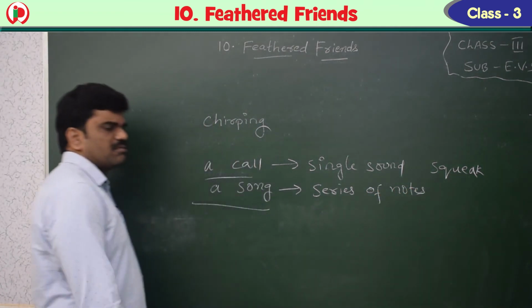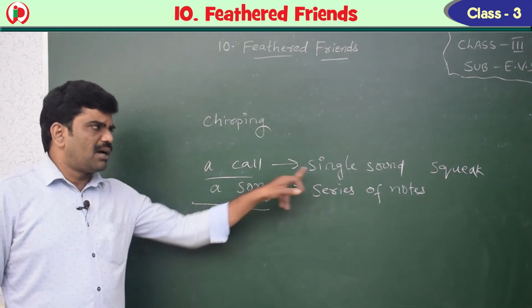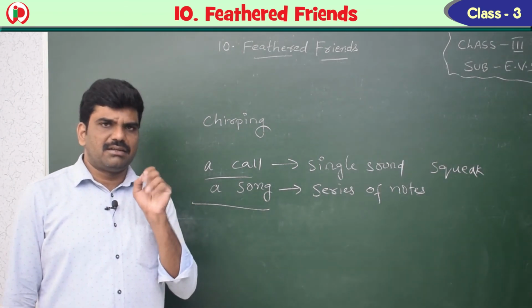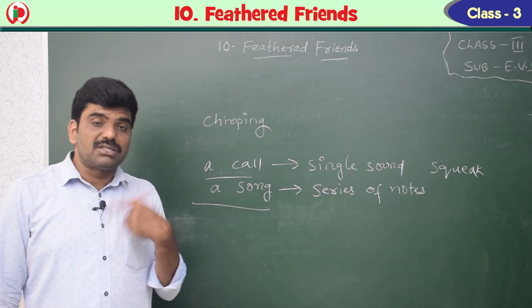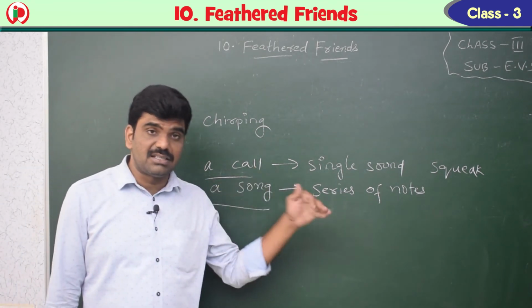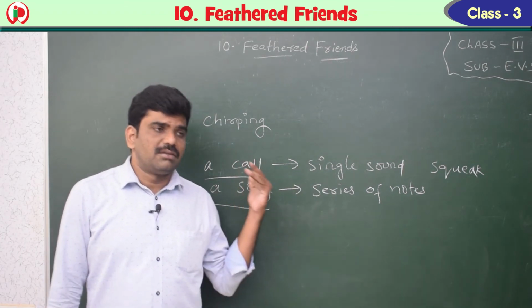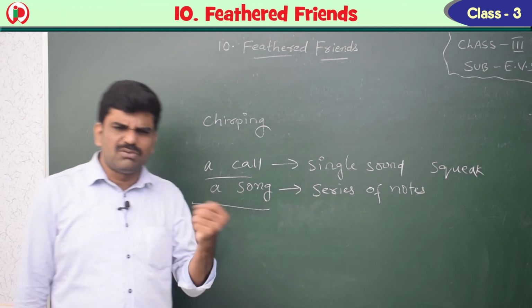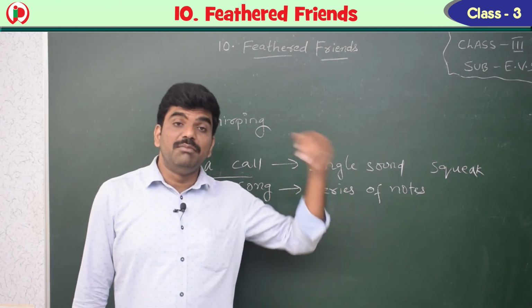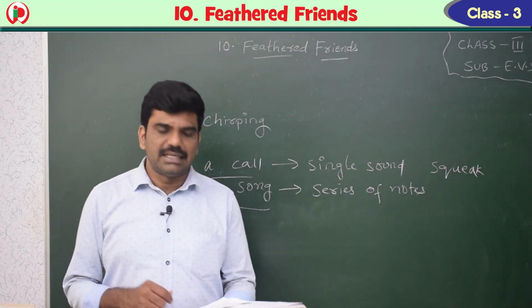Okay, that sounds musical. So the difference between a call and a song is, a call is a single sound like that. Okay, it repeats often. A song is not like a single sound, it's a series of notes. You can observe, some birds make sounds like coo, coo, coo, like this. It makes sounds in a musical way. Okay, so this is how they communicate with each other.